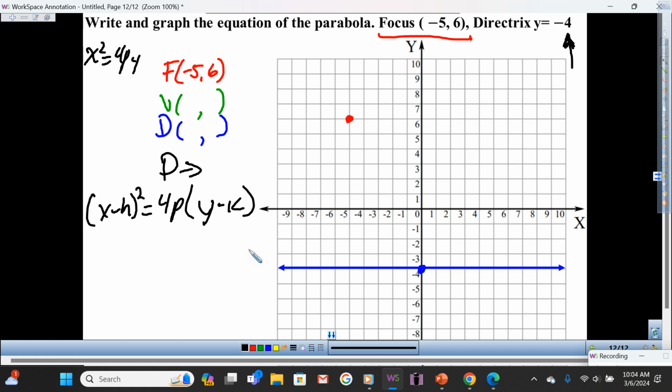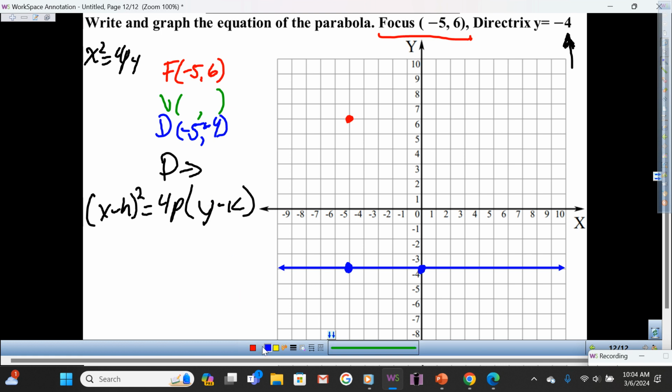So, let's see. Focus, we got it. From there, we look at the focus and go straight to the directrix, and we place our point on the directrix. There it is. And what is that point? -5, -4. So far, so good? Yes, Mr. Q.